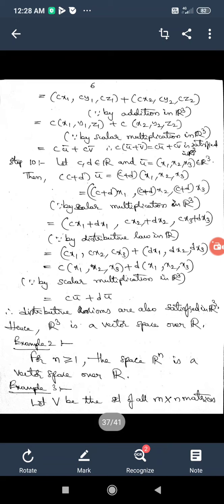Similarly, you try at home taking R2 and prove all the 10 axioms of the vector space, and in Rn also, taking n-tuples as vectors, and see whether all the 10 axioms of a vector space are satisfied in Rn over R. These two are exercises for you.